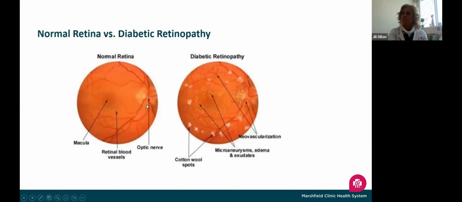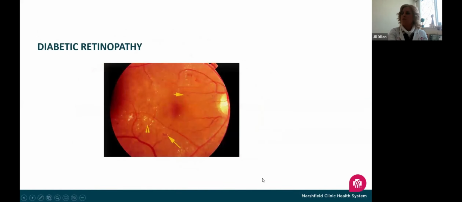So this is just a drawing, obviously, but on the left-hand side, you'll see normal. On the right-hand side, you'll see that you have kind of these, what we call cotton wool spots, which is just the inflammation, and then some different blood vessels here. This is what diabetic retinopathy looks like. And here's a real picture of it. You can see some blood leaking in here, and then some swelling of the tissues as well.